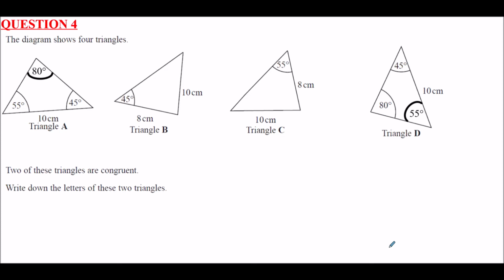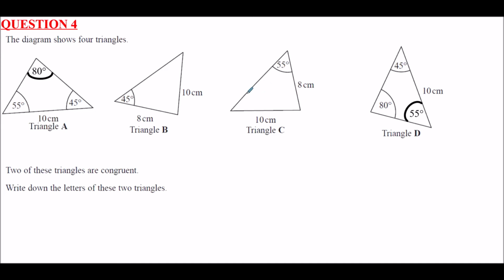Before we do that though, we can add on these missing bits of information for these 2 triangles. If that's 55 and that's 45, we can add on here that one must be 80. Remember, angles in a triangle add up to 180. In the same way, if triangle D has an 80 degree and 45 degree angle, that comes to 125. Therefore, this bit here, we're missing 55 degrees. These 2 in the middle, B and C, we only know one angle, so we can't work out anything extra.